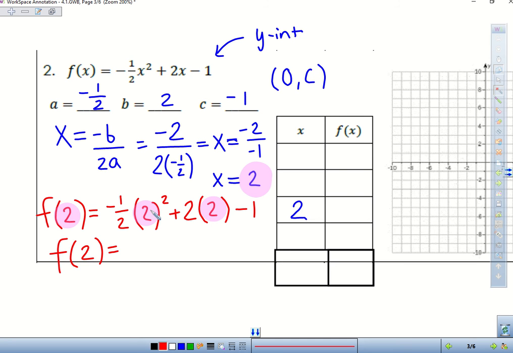What is 2 to the second power? 4. What's 4 times -1/2? -2. Plus 4 minus 1. That comes out to be 3 minus 1, which is 2 minus 1, which is 1. So is everyone good with how I got that? Okay.